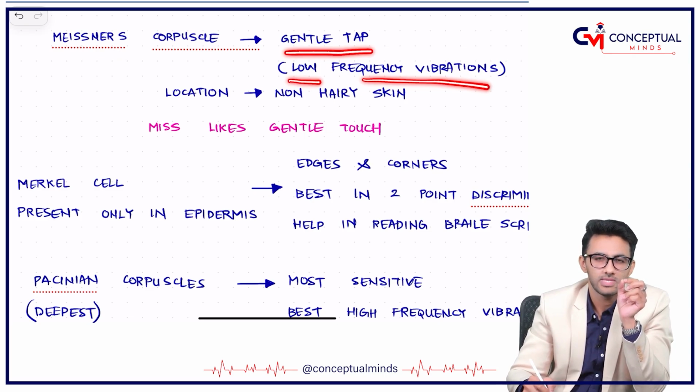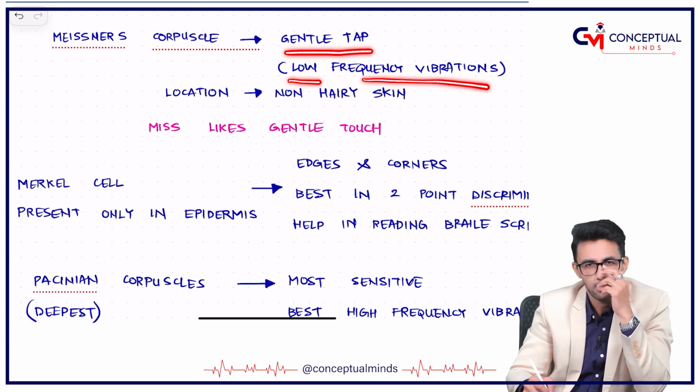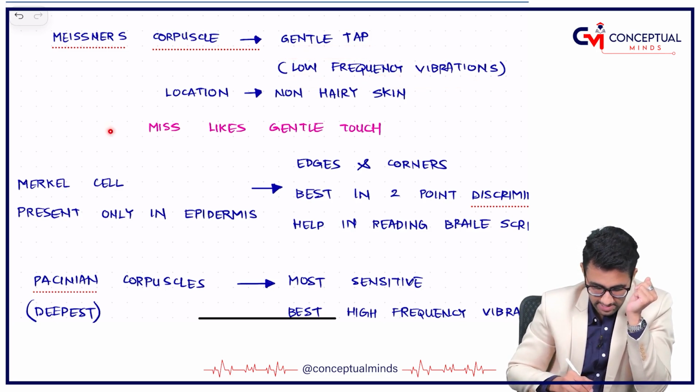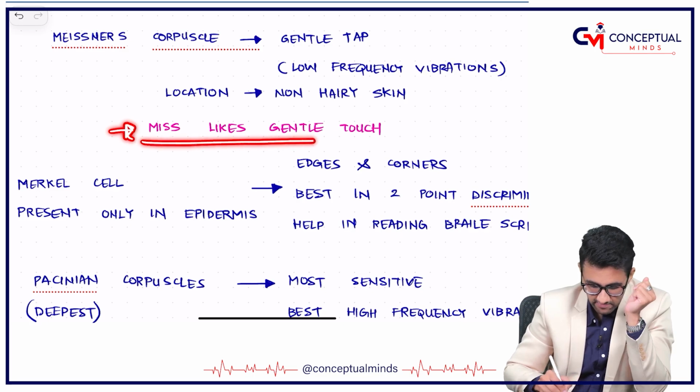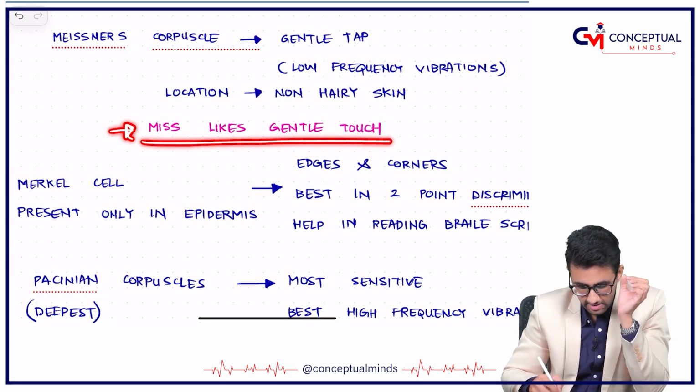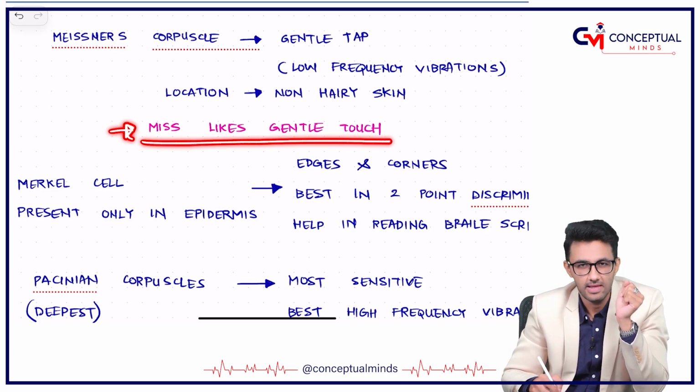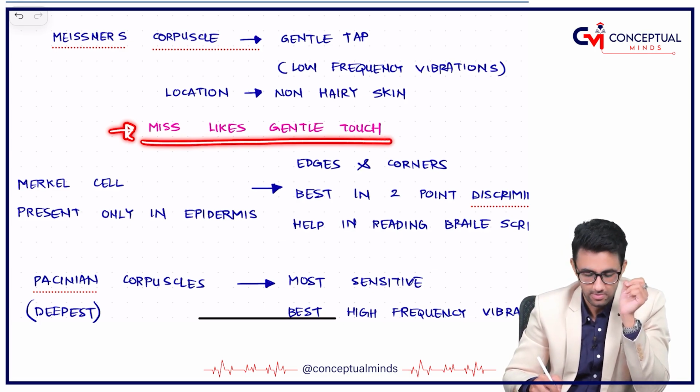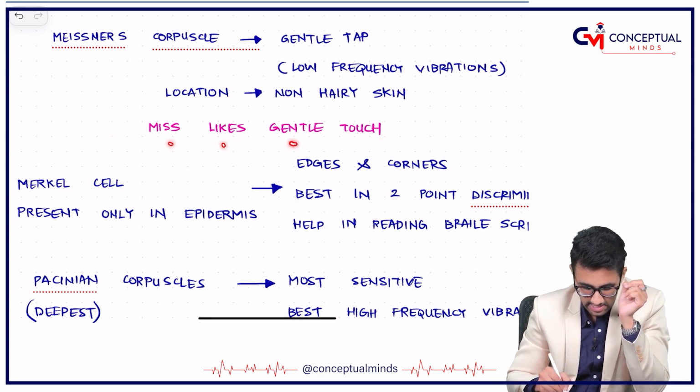Okay, low frequency vibrations: we have Meissner's corpuscle. How can we remember this? With just one sentence. This is how I remember it: Miss likes fine touch. Yes, so Miss likes gentle touch, or Miss likes fine touch. We can remember this, and we'll never go wrong with the Meissner's corpuscle, right? So, Miss likes gentle touch.